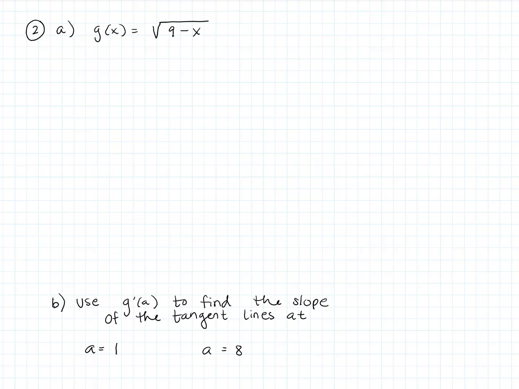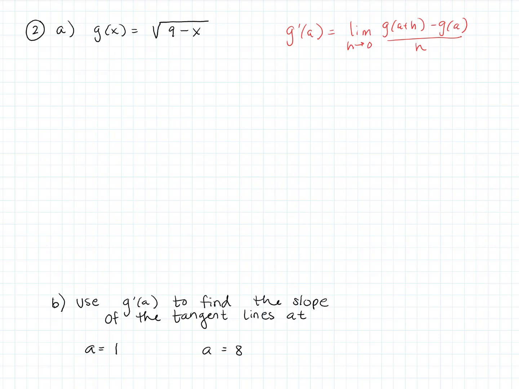Okay? So we're going to come in here, we're going to say, okay, let's remember, so we're talking about g prime this time. So g prime of a is going to be equal to the limit of g of a plus h minus g of a all over h, as h, that distance between those two, goes to 0.